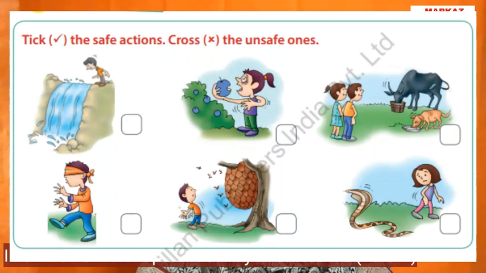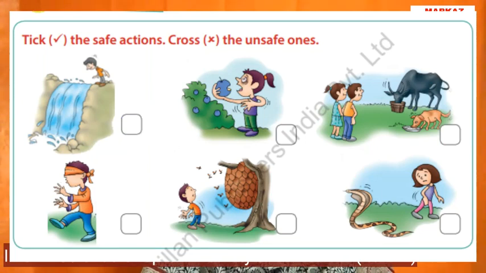Now let's come to the lesson. Safety and first aid. Let us begin. Tick the safe actions, cross the unsafe ones. Now the first picture shows you a boy on top of a waterfall. It's very unsafe. It's not at all safe. So you have to mark it cross. It's not a correct action.